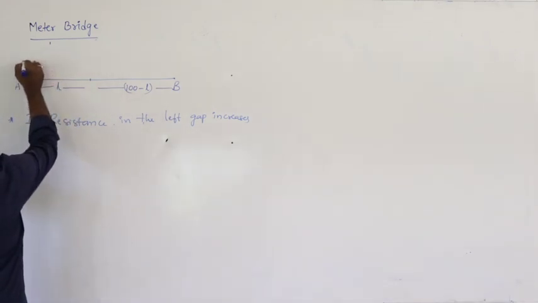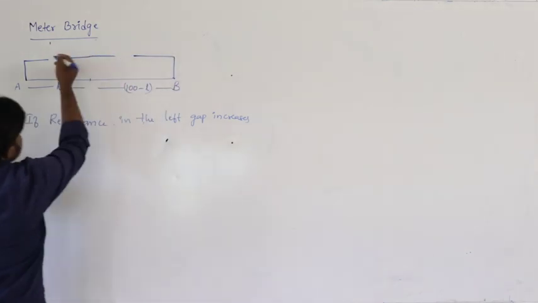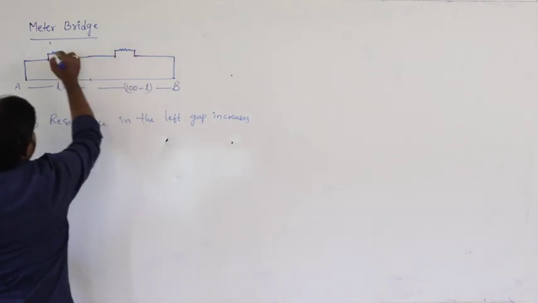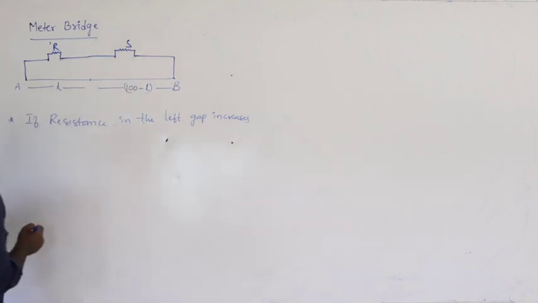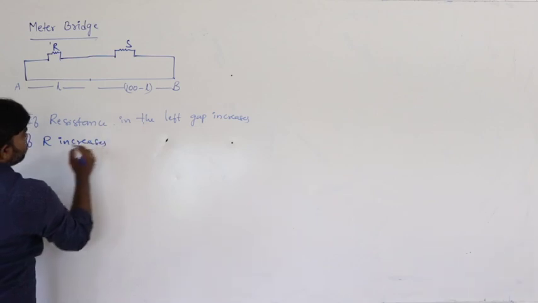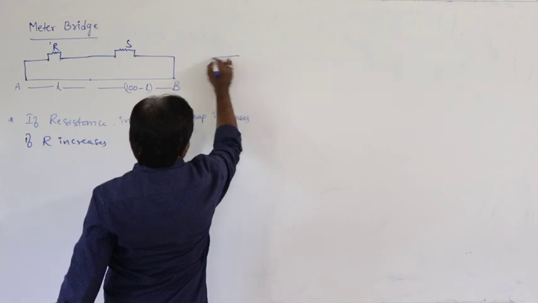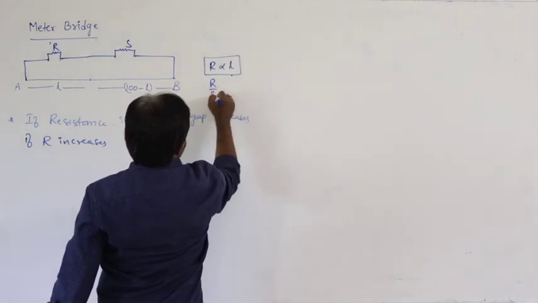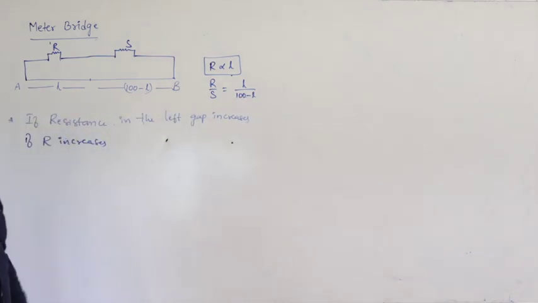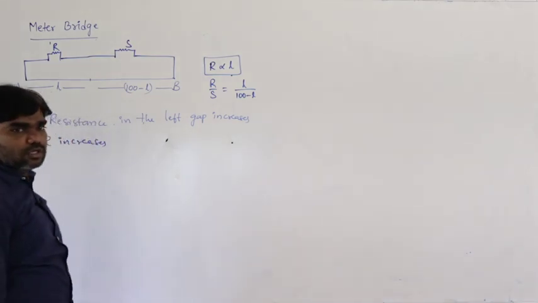So here, let us say this is the resistance in the left gap. Simple diagram. Let us say it is R and it is S. So that means if R increases, what is the condition? Resistance is directly proportional to length. That means R by S is equal to L by 100 minus L. That is the concept here, that R is directly proportional to L.